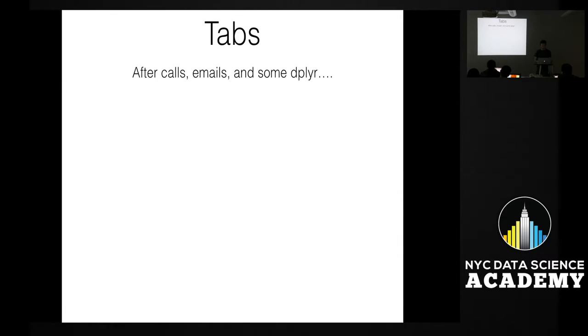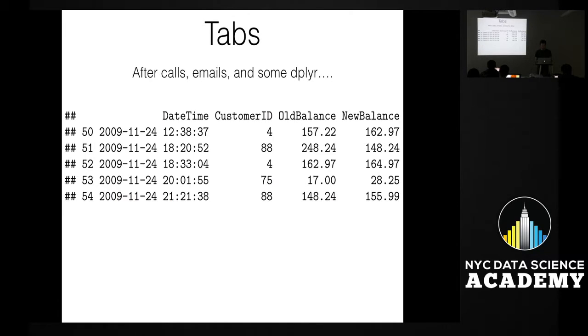So after calls, emails, and some dplyr, I ended up with something like this, which is a very, very simple table. I'm looking at rows 50 through 54 and just going quickly across it. That's the date at which a tab transaction took place. So either Sung is borrowing money from my store or Sung is giving me money for a future transaction. Then when that occurred, what his ID number is, let's say he's number 4, what his balance was before the transaction, and what his balance was after the transaction. So in line 1, somebody came in, they had a balance of $157.22, they wanted something for $575, and they put that on their tab as well. Okay, that's what the data looks like.